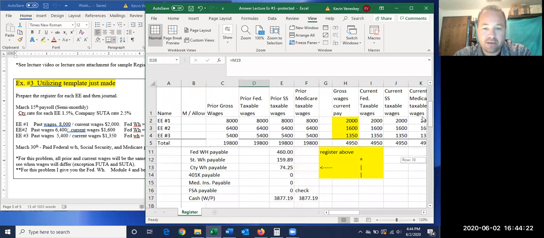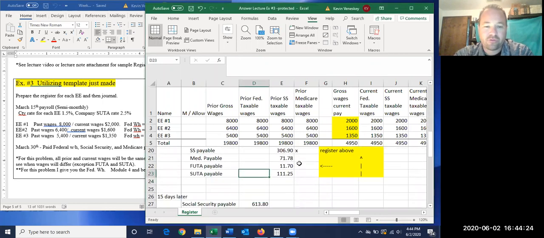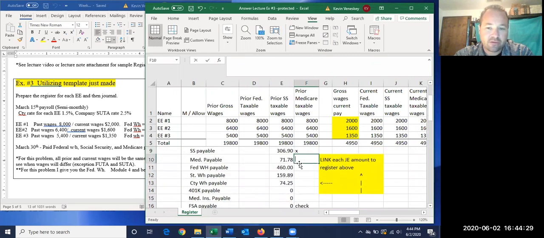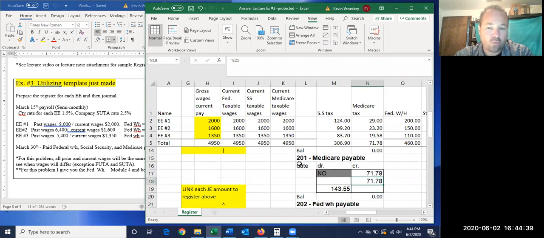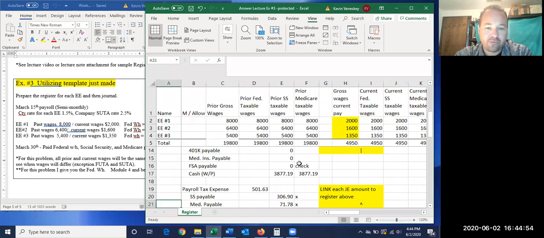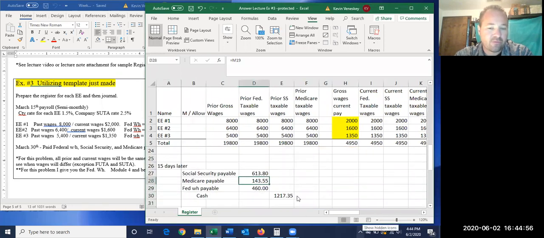Medicare, I put in the 2 amounts. I've got Medicare for journal entry number 2, $71.78. Journal entry number 1, $71.78. Remember, the employee and the employer both pay. If I would have totaled this up, it would have been $143.55. Now I'm ready to make a payment at the end of March for $143.55. So I have a debit there of $143.55. I have a debit here of $143.55.